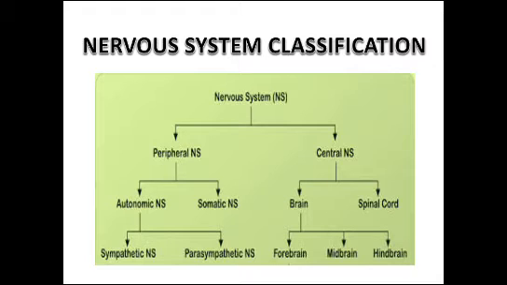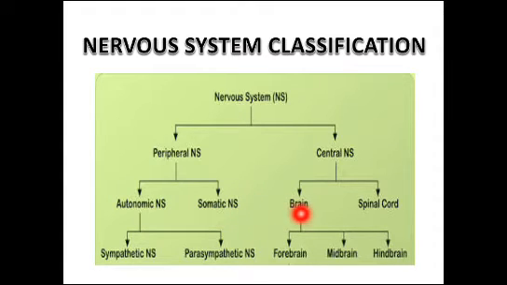Before going into details, first of all let us have a look at the classification of the nervous system. So here you can see that the nervous system is first classified into two types: central nervous system and peripheral nervous system. The central nervous system contains two parts, the brain along with the spinal cord. And the peripheral nervous system is divided into the autonomic nervous system and the somatic nervous system.